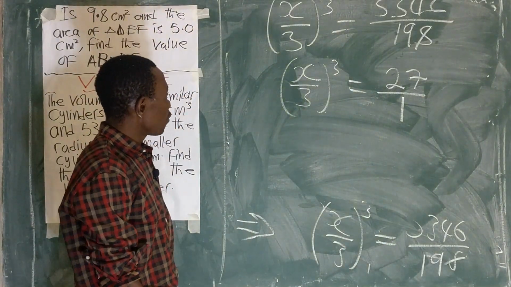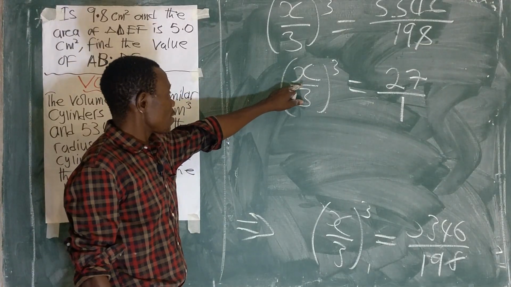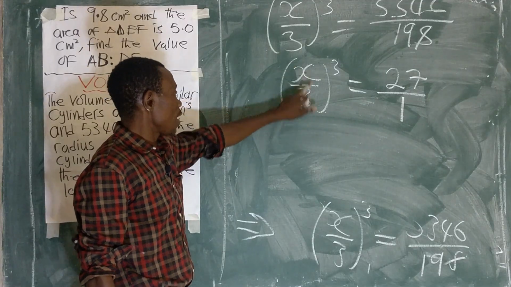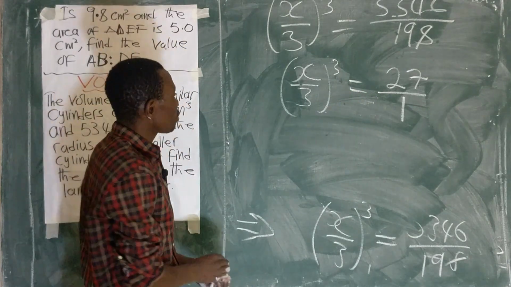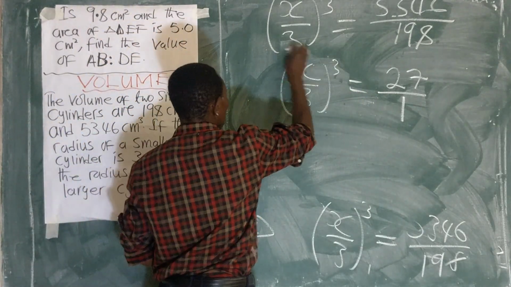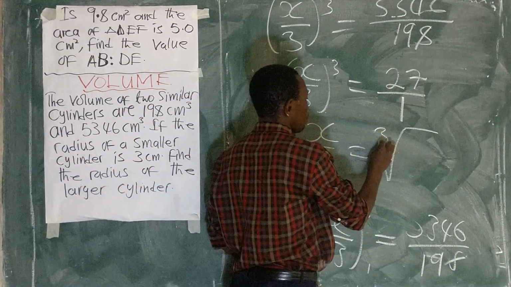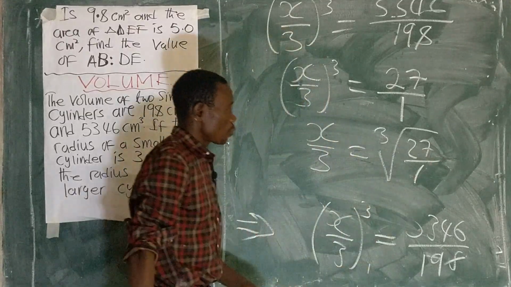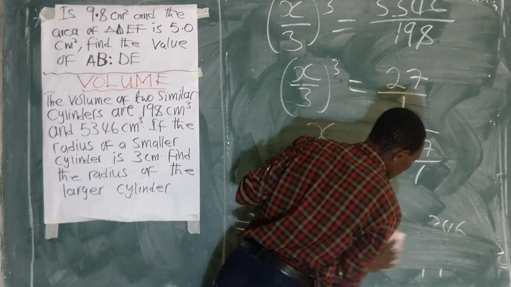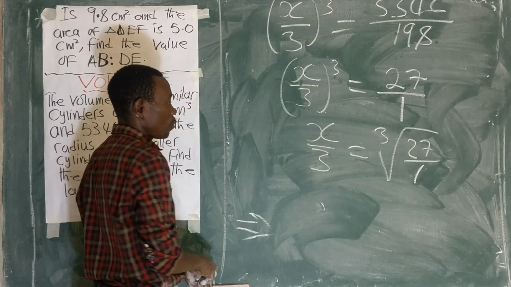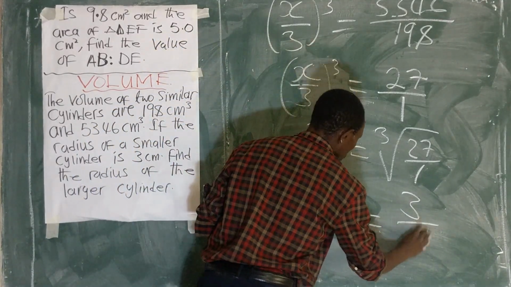Right, so now, what should I do? Let me isolate x. x is part of the fraction x over 3, and it's inside the bracket which has the power 3. To remove the power 3, I need to take the cube root on both sides. The cube root of this side will be x over 3, and the cube root of that one, the cube root of 27 over 1, will be 3 over 1. So what we have is x over 3 is equal to 3 over 1.